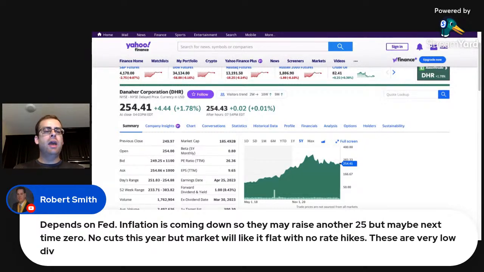But I would have to disagree on this a little bit. I think the Fed may start cutting by the end of the year, depending on how things go. The job market hasn't really started to sputter too much yet, but I do think that by the end of the year, they may start cutting.